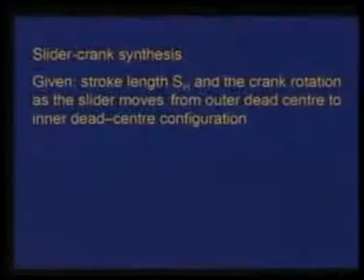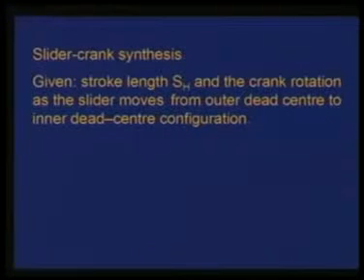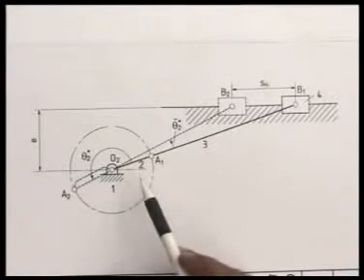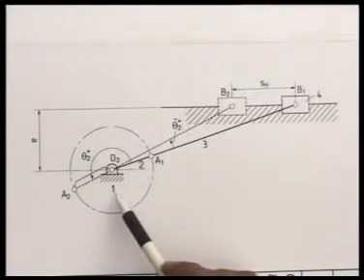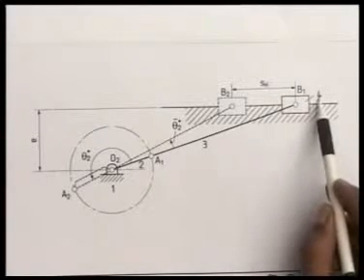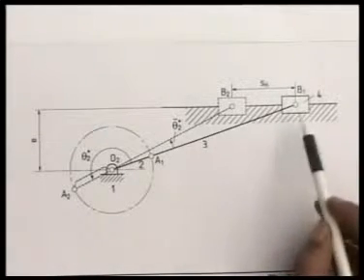First let us discuss the slider crank synthesis for specified dead center configurations. For this, we are given the desired stroke length, which we call SH, and the crank rotation as the slider moves from the outer dead center to the inner dead center configuration. Let me explain this with the help of a figure. This figure shows a slider crank mechanism 1, 2, 3, 4 in two of its extreme positions.